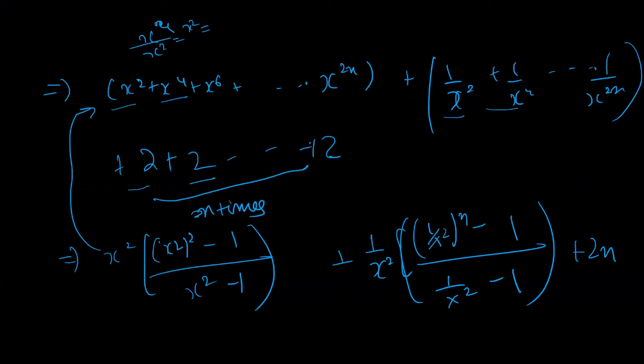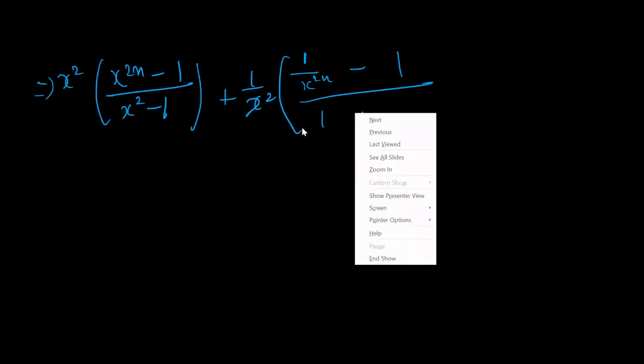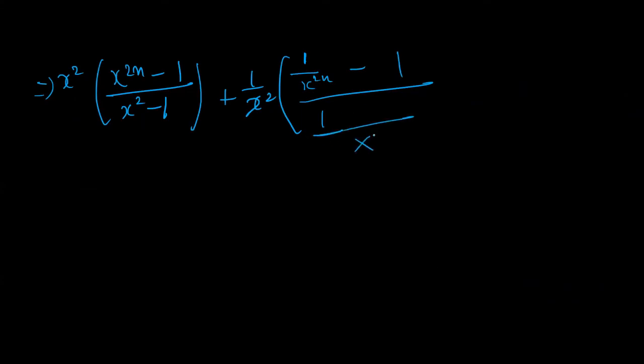Now what I am going to do is, first term I'll keep, just multiply the powers. So it becomes x square, x to the power 2n minus 1 upon x square minus 1, plus 1 by x square. If you open, this will become 1 minus x to the power 2n minus 1 upon 1 by x square minus x square. Take the LCM both the sides.